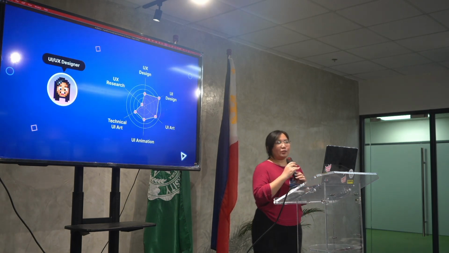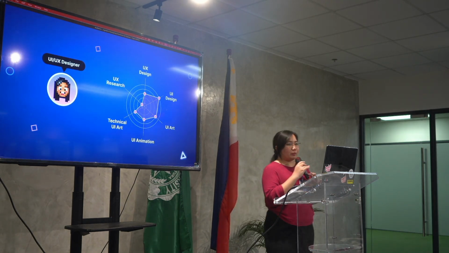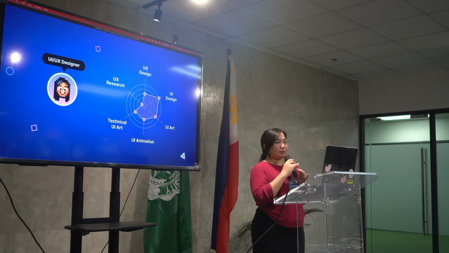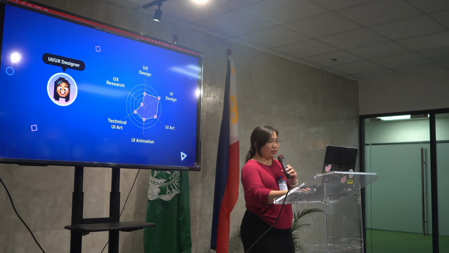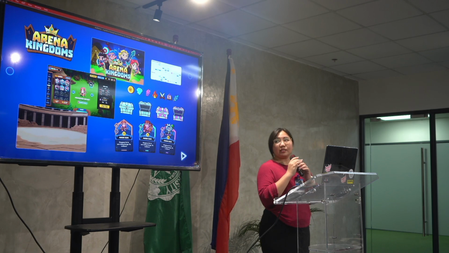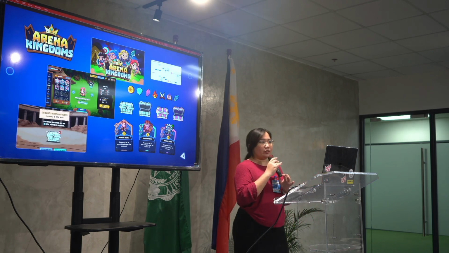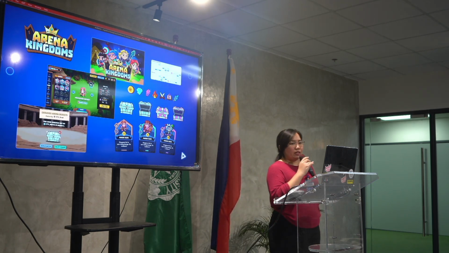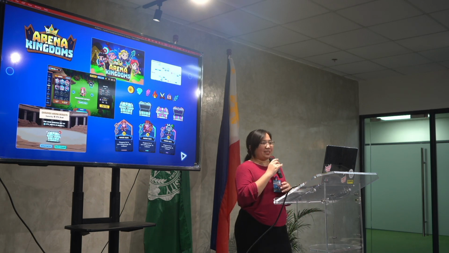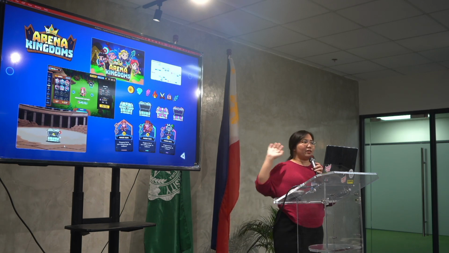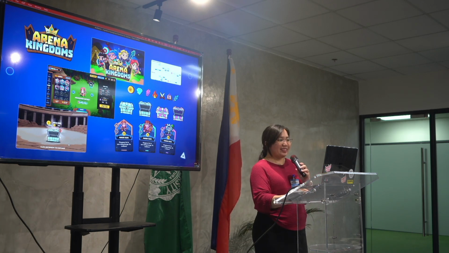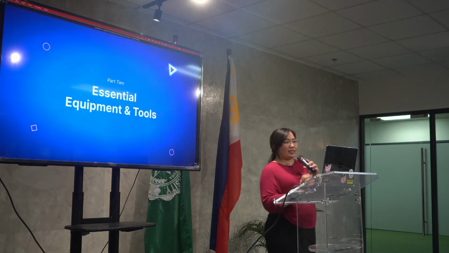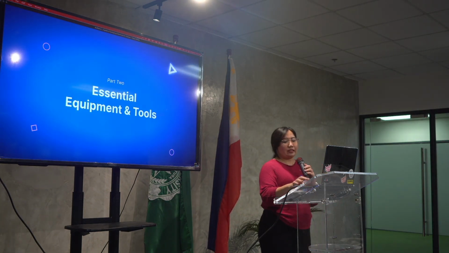So my title is UI UX designer, but I'm also responsible for creating the art and sometimes setting up UI in Unity. So here are examples of my deliverables, which includes game logos, icons, illustrations, mockups, prototypes, and animations. So how do I make all this? You'll need the essential equipment and tools.